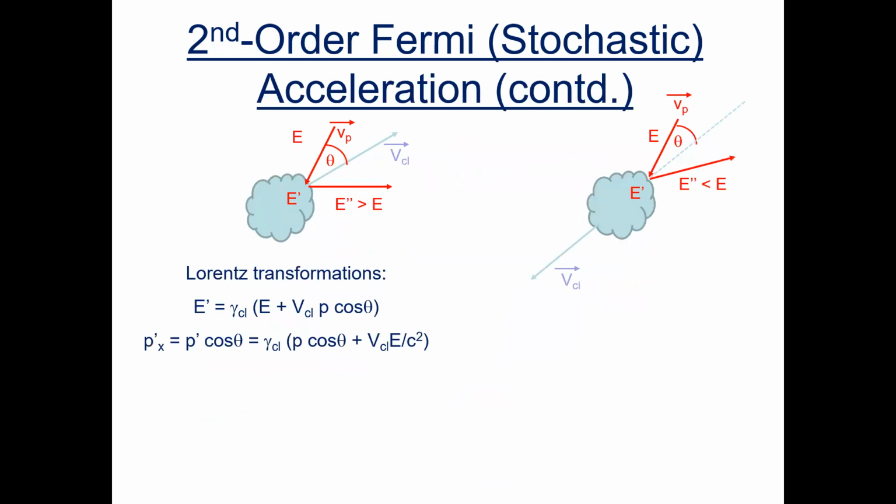All right, let's play the Lorentz transformation game again. The transformation looks exactly the same. Only, as we will see, we now actually need to take second order effects into account. We will see the first order effect that was nicely dominating in first order Fermi acceleration will actually drop out in this case. So we have here the transformations for energy and the x direction of the momentum, assuming that the cloud is moving in the x direction here.